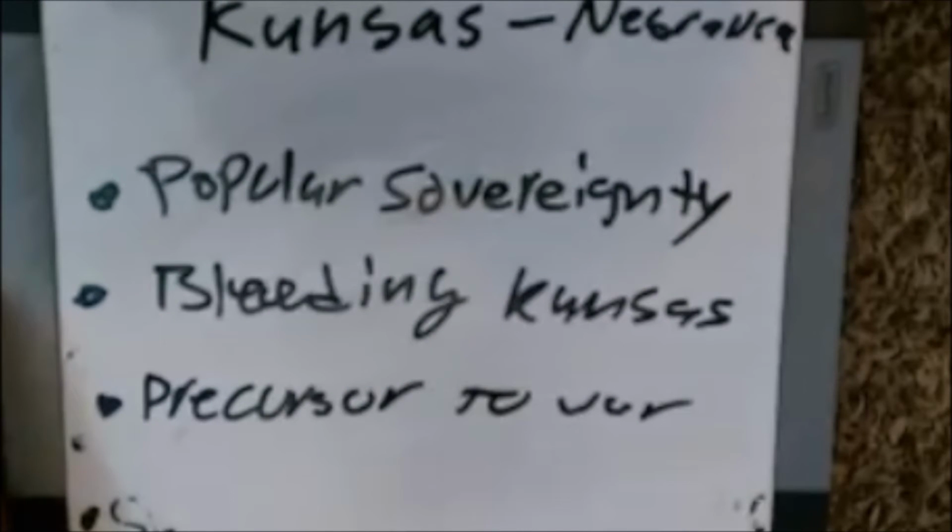This act said that Kansas would be given the right to popular sovereignty, the ability to choose whether or not it would be a slave or a free state, which was a horrible idea because it flung Kansas into its own civil war called Bleeding Kansas, which was one of the major precursors to the Civil War.